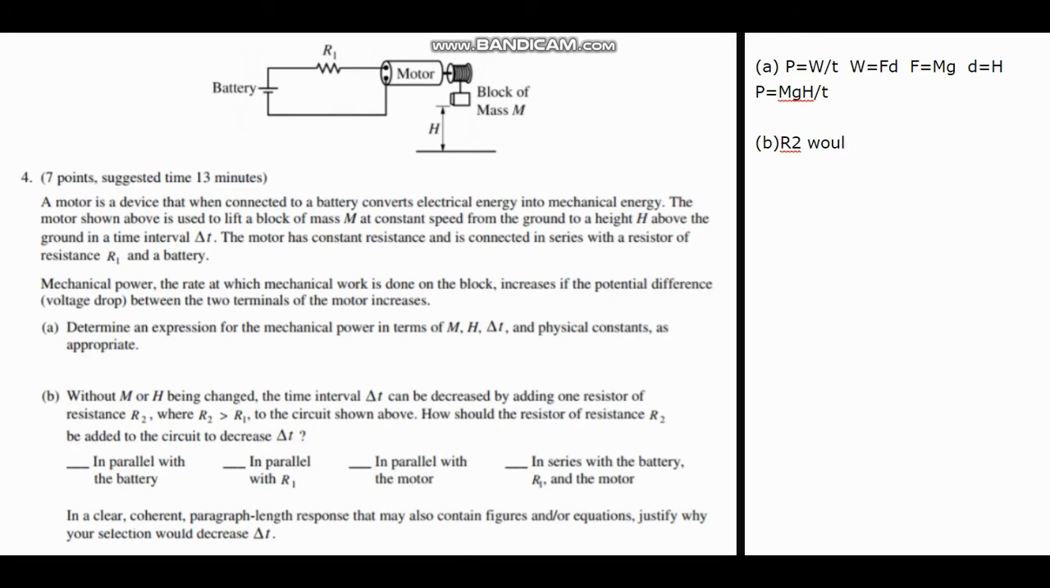Well, it should be added in parallel with R1, because by Kirchhoff's loop rule, if the total voltage used by the two resistors decreases, the power going to the motor should increase. So we want to decrease the voltage drop over the two resistors. So if we place R2 in parallel with R1, more power would go to the motor because less power would go through the parallel circuit. So now we can just write that into a paragraph.